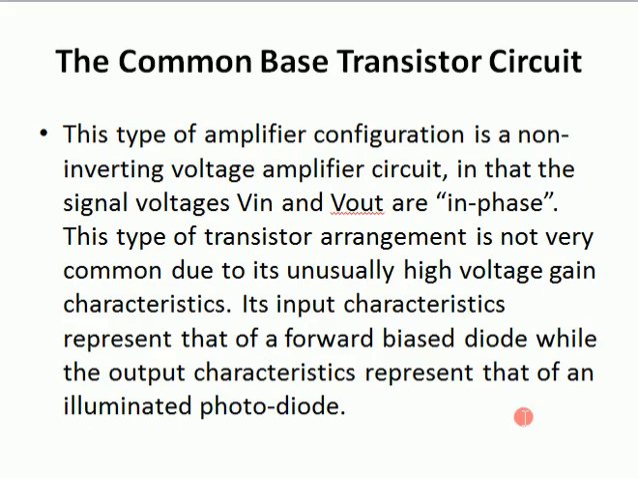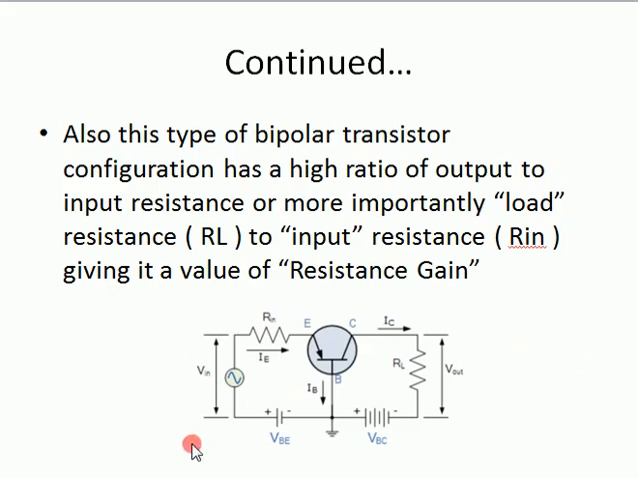This type of transistor arrangement is not very common due to its unusually high voltage gain characteristics. Its input characteristics represent that of a forward biased diode, while the output characteristics represent that of an illuminated photodiode. And here we will see what they are saying.